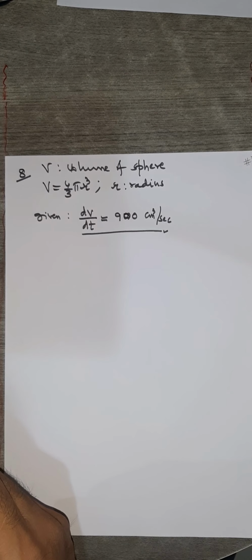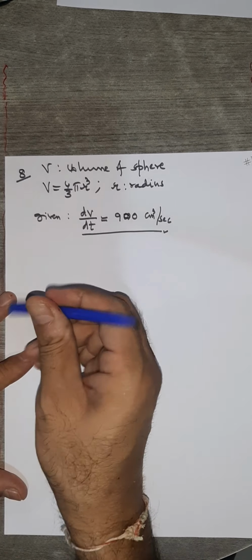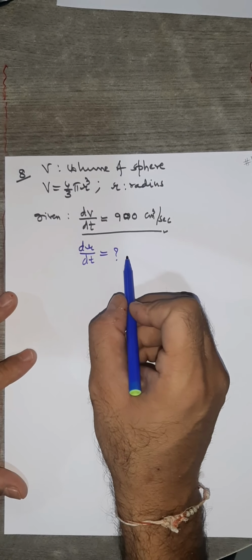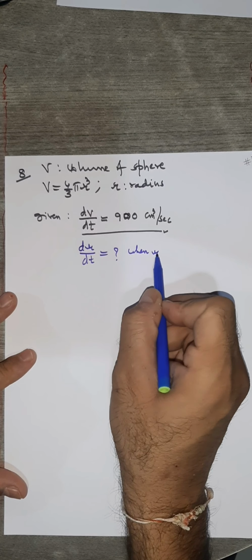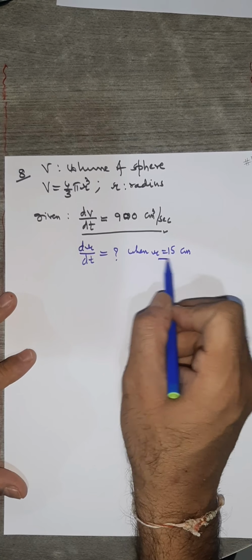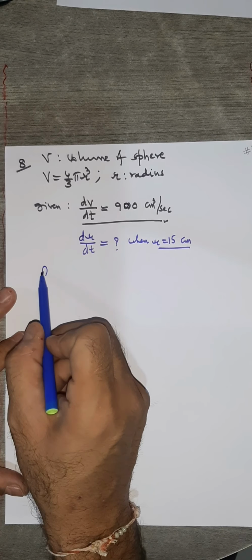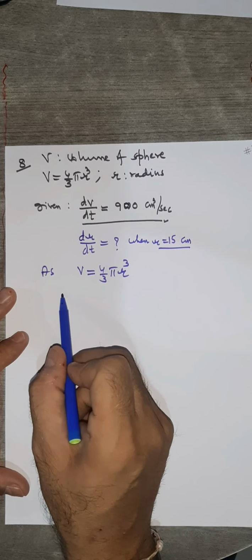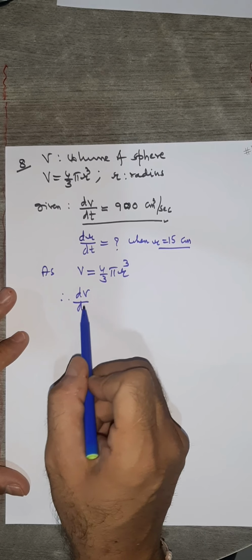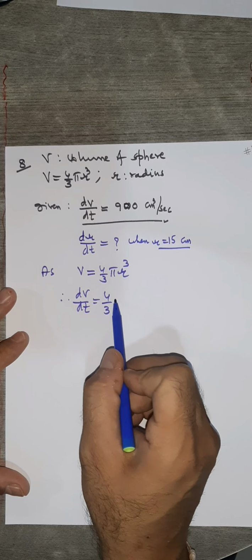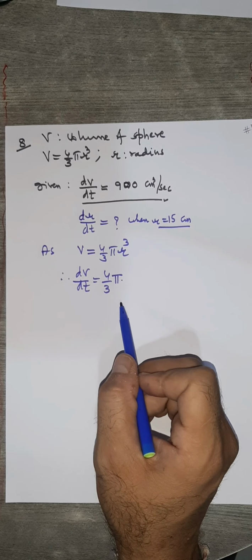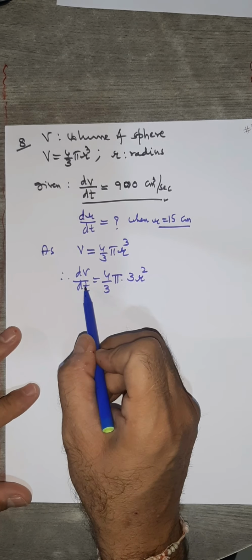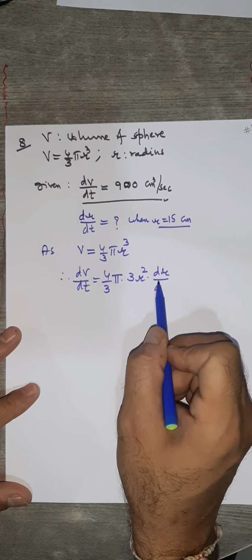What is asked here? Find the rate at which the radius changes. So you want the change in the radius with respect to time, when r equals 15 centimeter. Now what you will do, as you did in all earlier 7 questions, we have this formula. You just differentiate it with respect to t. So dV by dt equals 4 by 3, being constant, pi as it is being constant, derivative of r cube by chain rule, so 3r square into dr by dt.